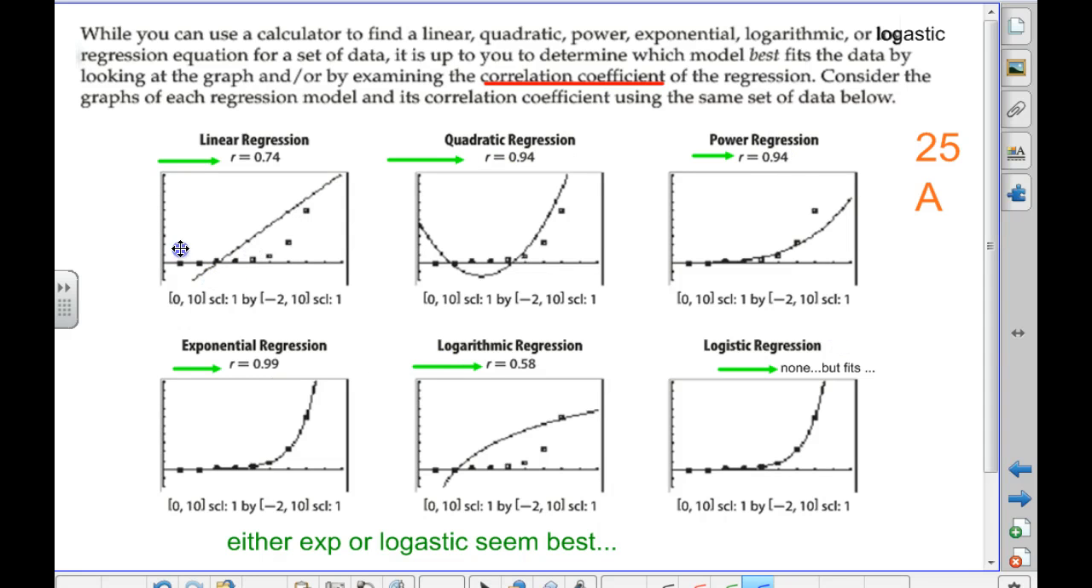It's pretty obvious that this data was not linear, not quadratic. Power regression wasn't bad, but the data seemed to be going up faster. Exponential regression was a very nice fit. That's why the R was 0.99. Everybody see that there? Logarithmic was not working. Logistic is really good. It's hitting all the dots. But you have to decide. Remember, logistic is going to, at some point, flatten out and approach a max.